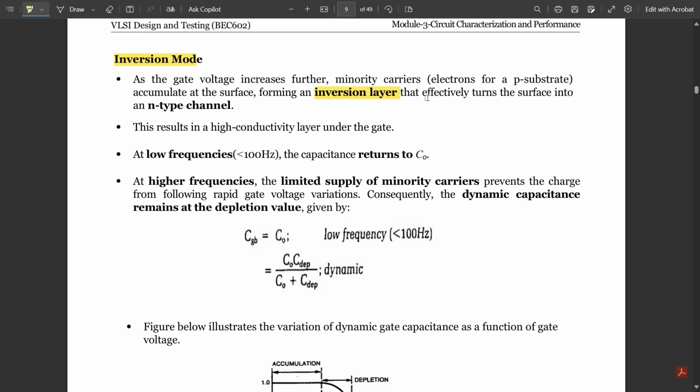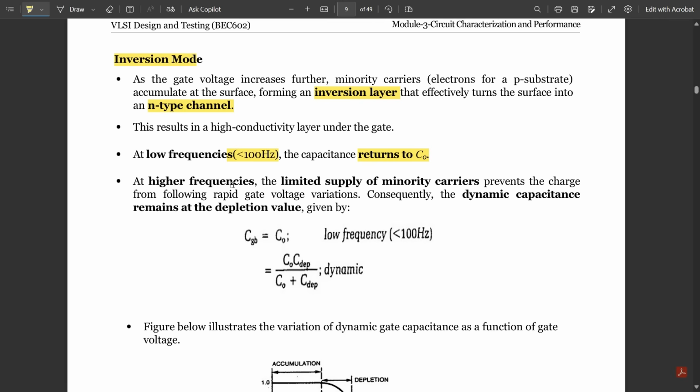So this inversion layer effectively turns the surface into the n-type channel. Okay, so it works for different layers, but with respect to the depletion layer, it is getting inverted. Okay, since now the p-type channel is formed, the n-type channel also would be getting formed. So this results in a high conductivity layer under the gate. So at low frequencies, less than 100 hertz, the capacitance returns to C oxide.